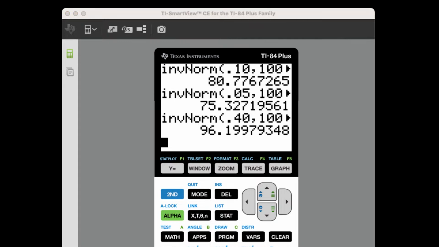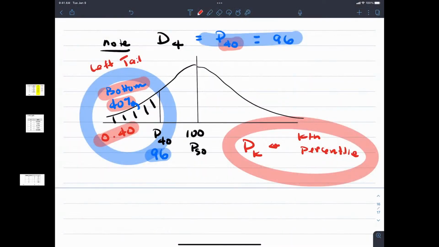So you still get the 96 like we got before. That's because the default is left, and we're choosing left for bottom. In the fancy dancy calculators, we made that choice, we choose left.